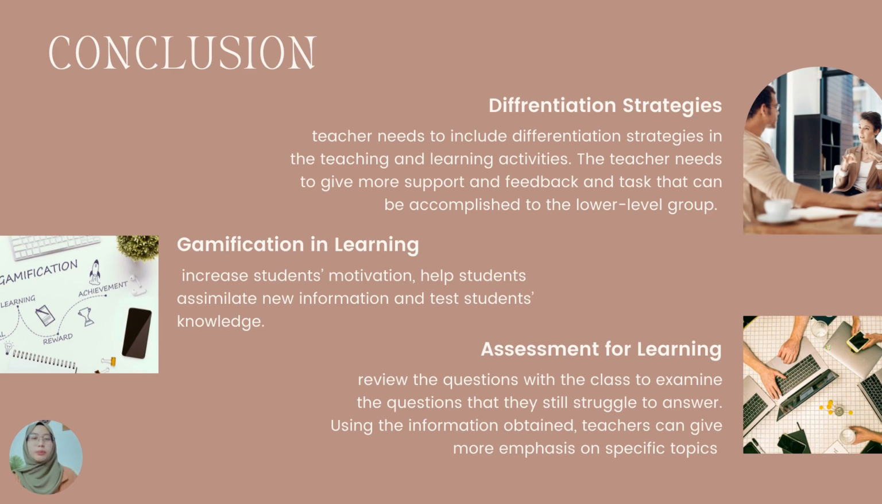Okay, for the conclusion, based on the student score, it can be concluded that the students have different performance levels. Therefore, the teachers need to include differentiation strategies in the teaching and learning. The teachers need to give more support and feedback and tasks that can be accomplished to the lower level group. By using differentiation strategies, the gap and disparities between the lower level group and the higher level group can be reduced. In addition, the teacher should also use gamification in learning.